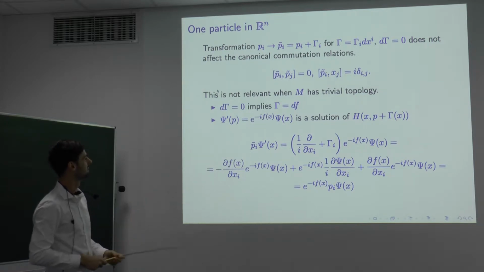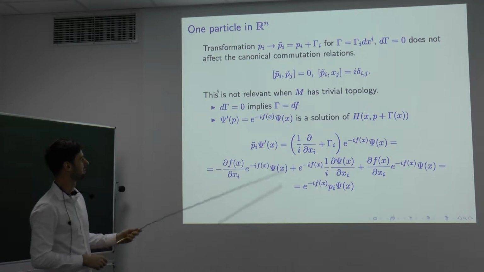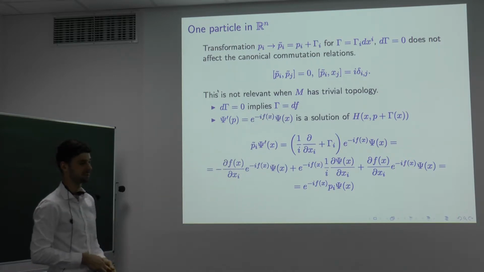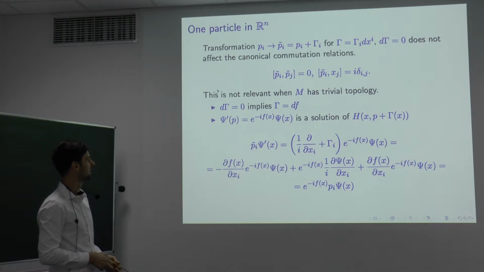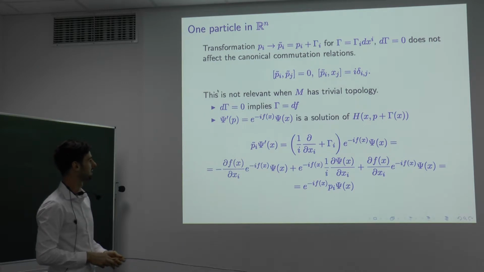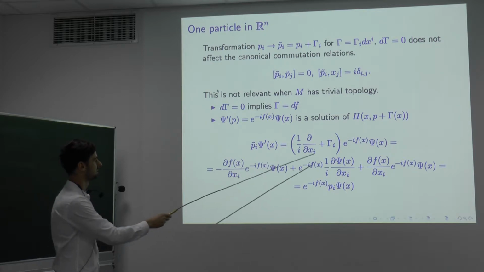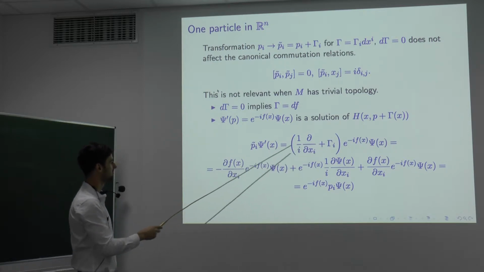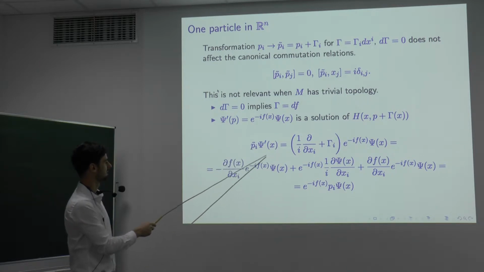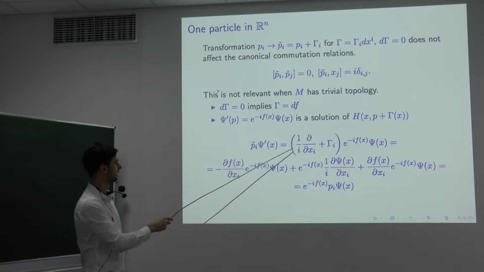We know that when M has a trivial topology, then this one form can be written as the derivative of some function, and we put this function in the exponent in front of the wave function. And then in this transformed Hamiltonian, we have momentum operators, which are p tilde, the shifted ones, and we act on the gauged wave function, and what we obtain.